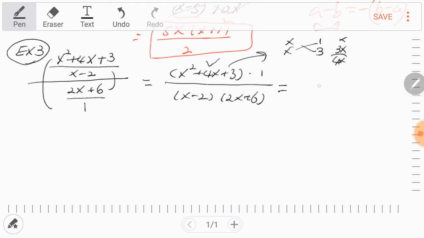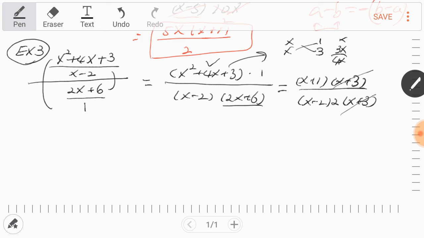So the numerator is x plus 1 times x plus 3. And the denominator, we can factor this: x minus 2 times, factor out 2, then x plus 3. So from here, we can cancel out this x plus 3. So this is equal to x plus 1 over, write the number first, so 2 times x minus 2.